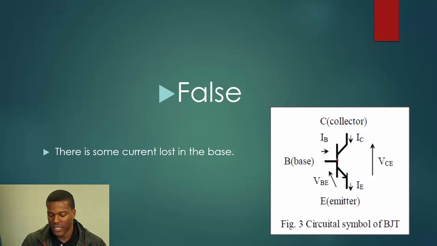So as you can see, if we say that this is a node, there's two currents coming in and one coming out. So we can say IC is equal to IE minus IB.